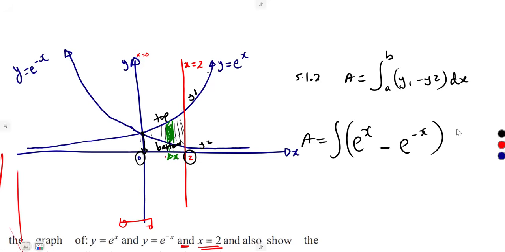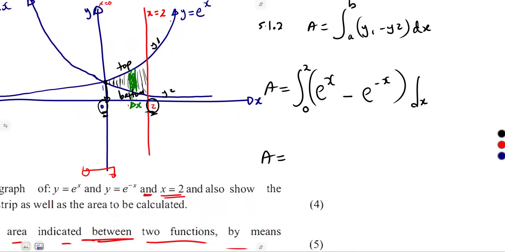We can integrate this with respect to x. Our limits from where these graphs are in between are 0 and 2. The limits for x, 0 and 2. Remember, I talked about that. So that is it. Our area can be calculated.